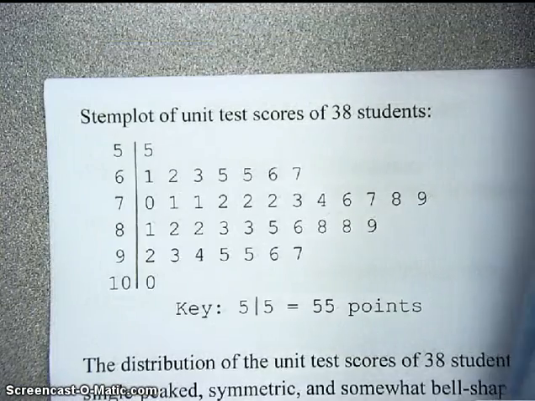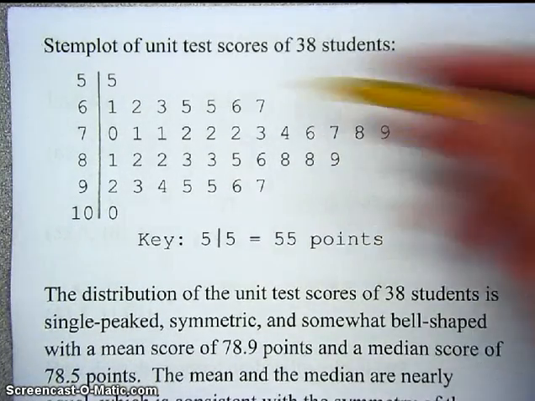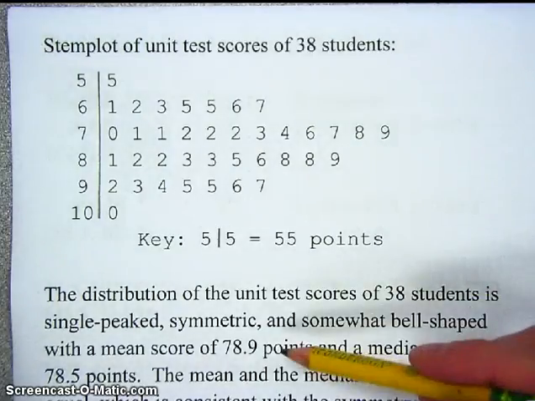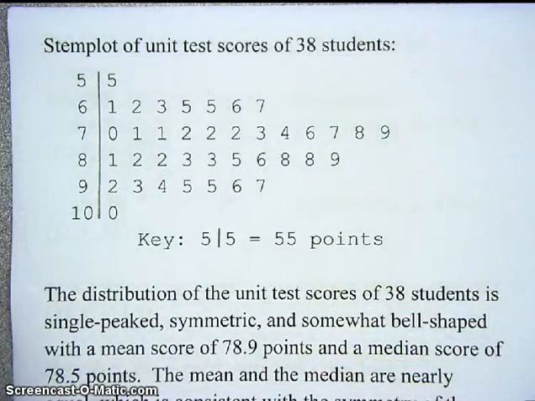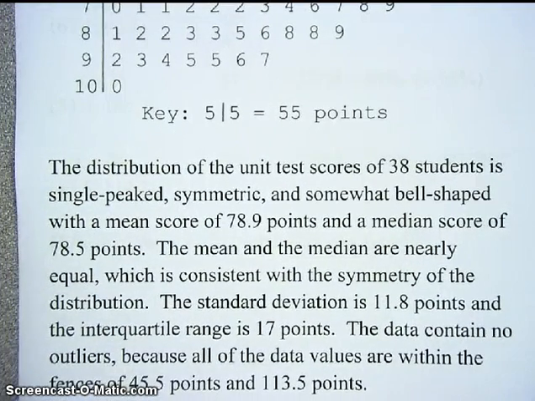So here is a stem plot of the scores, and as you can see, it's single peak, symmetric, and somewhat bell-shaped. The mean of this distribution of scores is 78.9 points. The median is 78.5 points. The mean and the median are nearly equal, which is consistent with the symmetry of the distribution. The standard deviation is 11.8 points, and the interquartile range is 17 points.